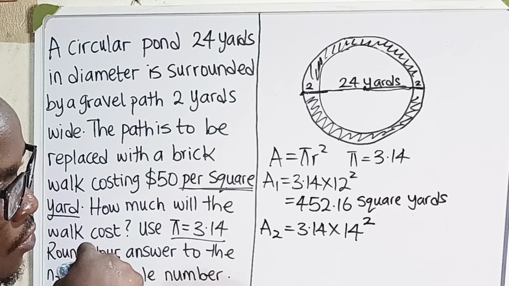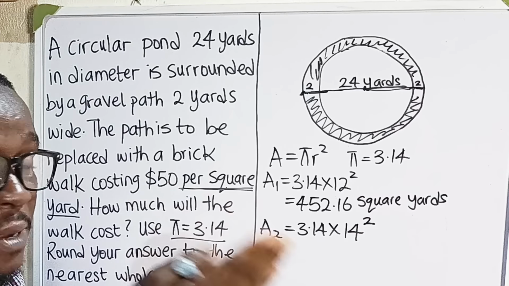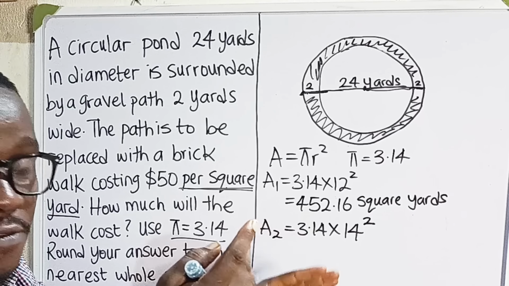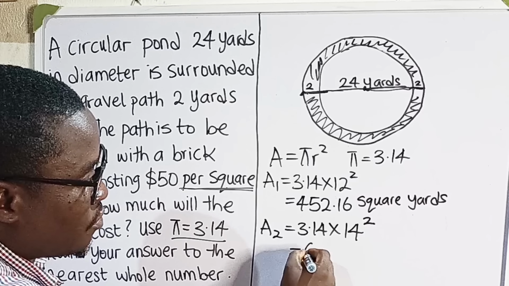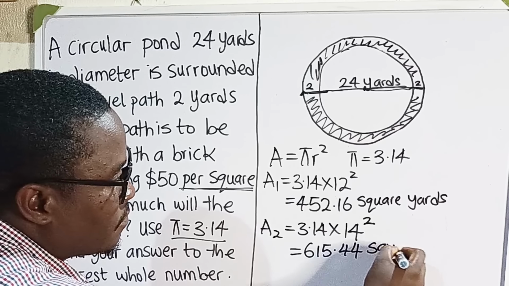Okay, so 3.14 multiplied by 14 squared. Remember, 14 squared is 14 multiplied by 14. So if you want to get the answer, you do 14 multiplied by 14 multiplied by 3.14. You're going to get 615.44 square yards.